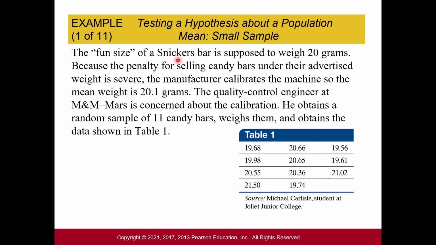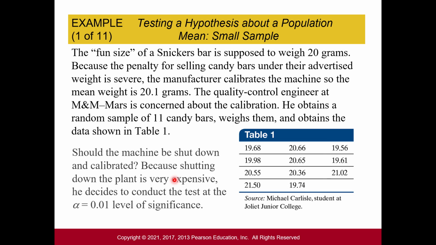The fun size of a Snickers bar is supposed to weigh 20 grams. Because the penalty for selling candy bars under their advertised weight is severe, the manufacturer calibrates the machine so the mean weight is actually a little bit more, 20.1 grams. The quality control engineer at M&M Mars is concerned about the calibration. He obtains a random sample of 11 candy bars, weighs them, and gets the resulting data. Should the machine be shut down and calibrated? Because shutting down the plant is very expensive, he decides to conduct the test at a 0.01 level of significance.